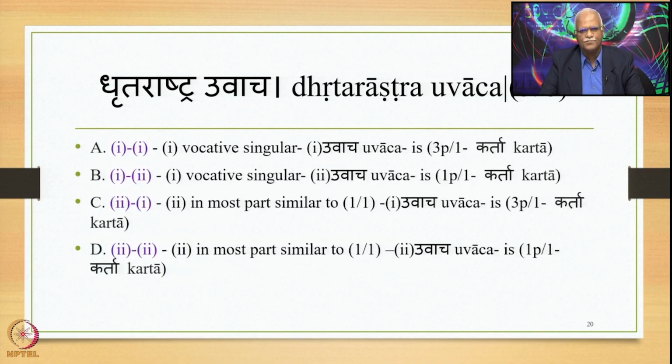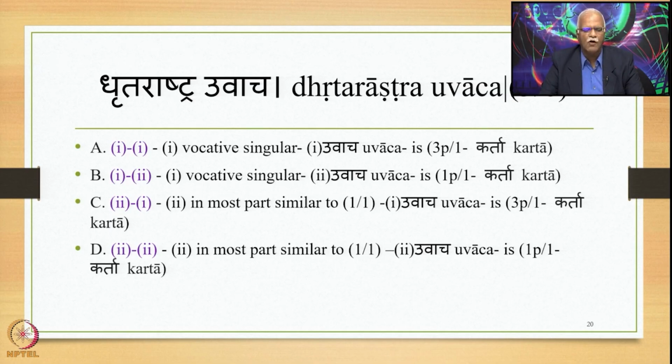So now we have four options, two options for Dhritarashtra and two options for uvacha. So there are four possible combinations noted down on this slide as A, B, C, D. A consists of the first explanation of Dhritarashtra and the first explanation of uvacha. B consists of the first explanation of Dhritarashtra and the second explanation of uvacha.